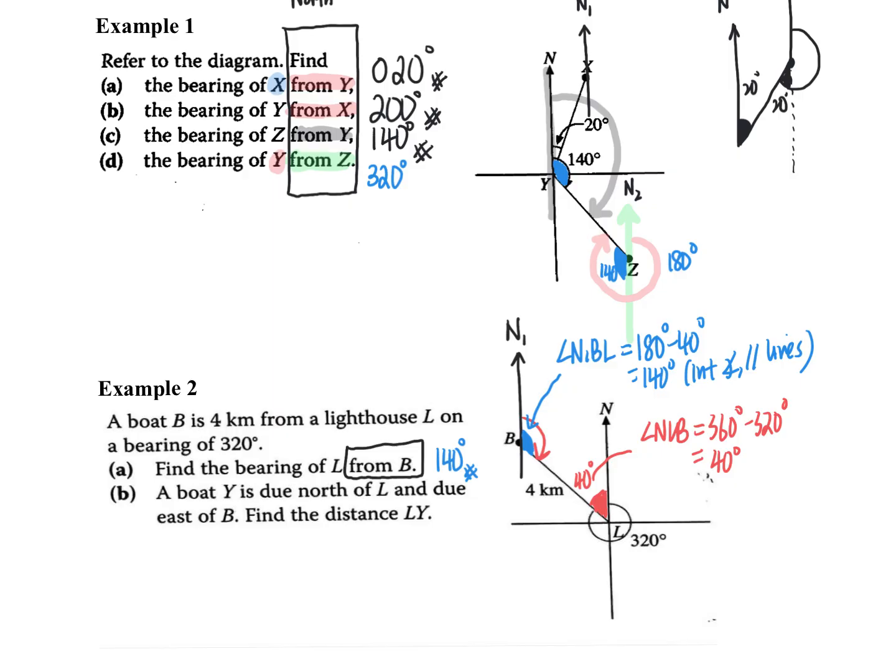Okay, next one is the keyword that they are using. Another boat Y is due north of L. When something is due north, it means it is in the north direction of L. So that means this boat is lying on this line. Okay, you don't know where. No, this boat Y is lying in the north direction of boat L. Okay, and it is in the east direction of B.